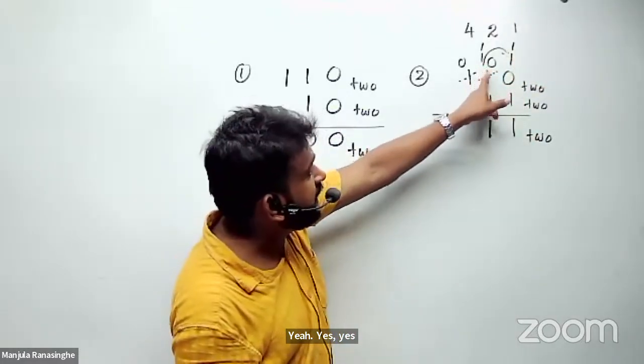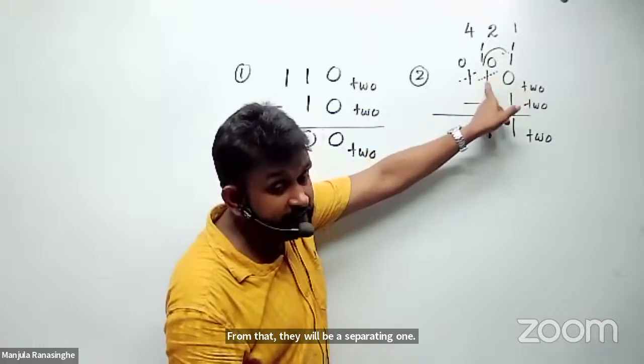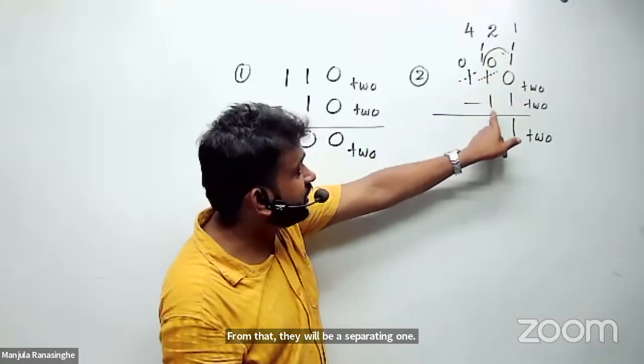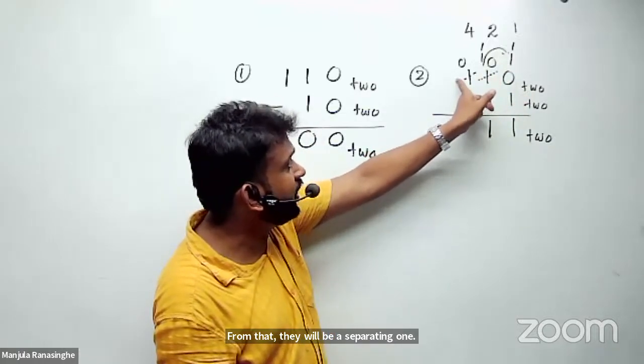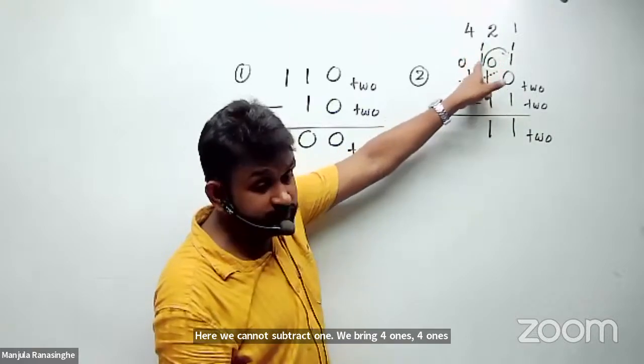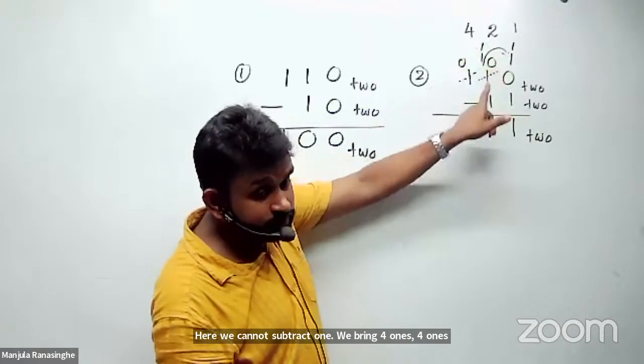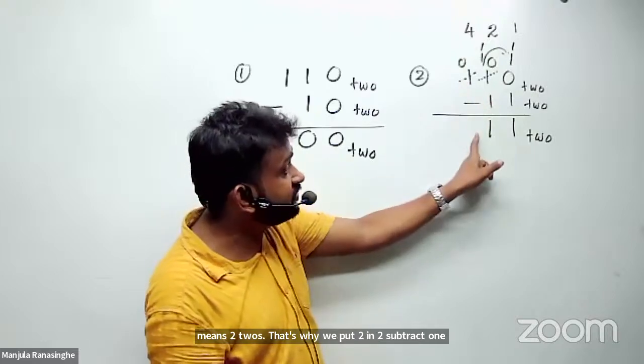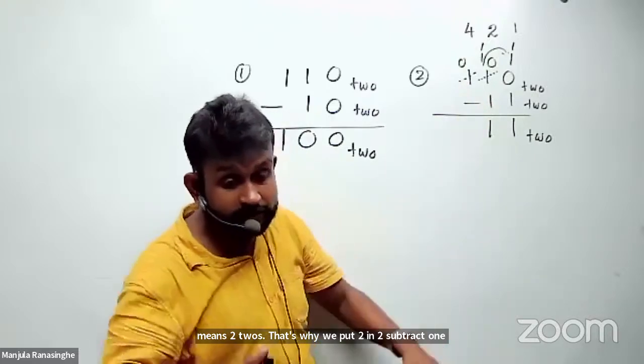Then here we had ones but brought there. Now 0. Here we cannot subtract 1. We bring 4 ones. 4 ones means 2 twos. That's why we put 2. Then 2 subtract 1 again is 1. Here nothing, 0, because a front 0 is not written.